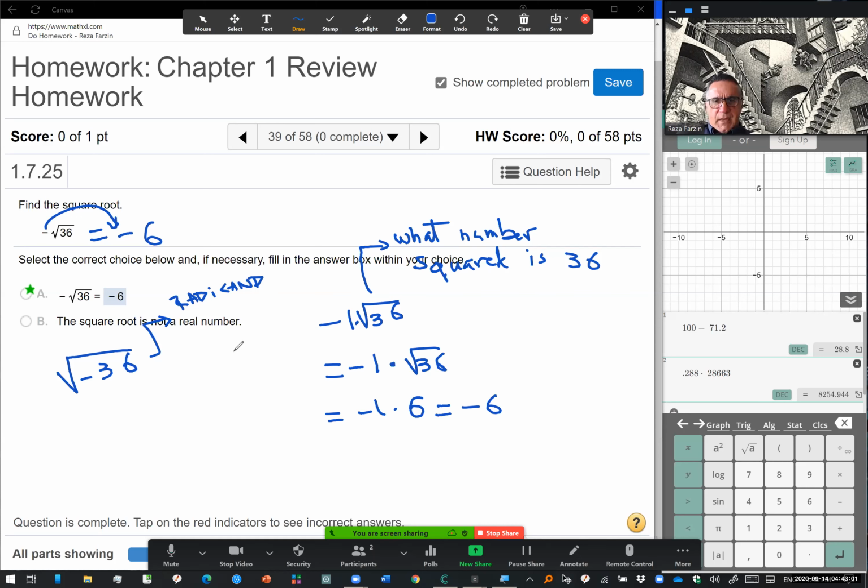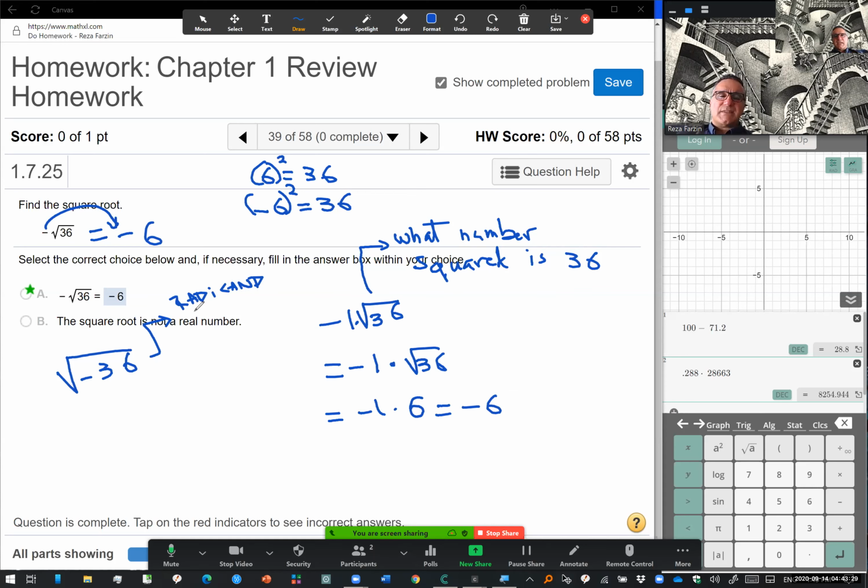Can you think of a number that if you square, you can get negative 36? No. Right, because look, what happens when you square 6? What do you get? 36. Good. What happens when you square negative 6? Negative number, even power. It's still going to be 36. Exactly.